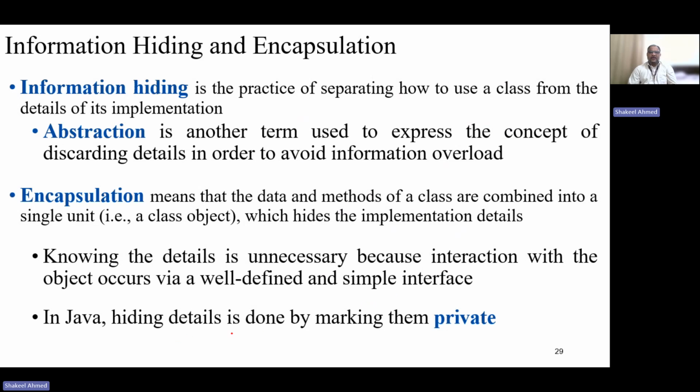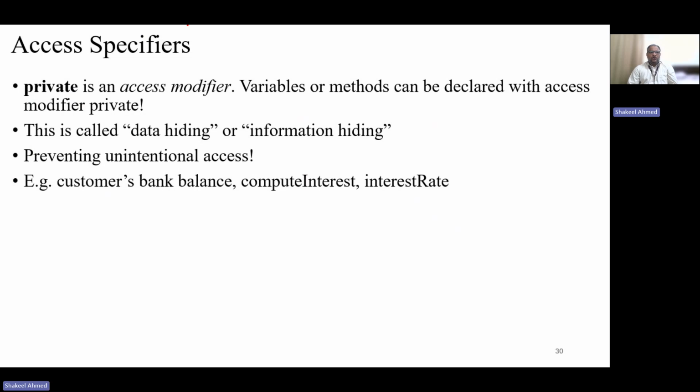And in Java, hiding data is done by marking them as private. You have access modifiers: private, public, and protected, which we will be looking into. But for now, public is accessible by all of them. Private is only accessible through the reference that you are going to create for the objects. So private is an access modifier. Variables or methods can be declared with the access modifier private, like you saw previously. This is what we call data hiding, or information hiding.